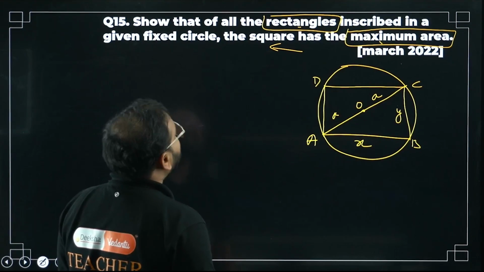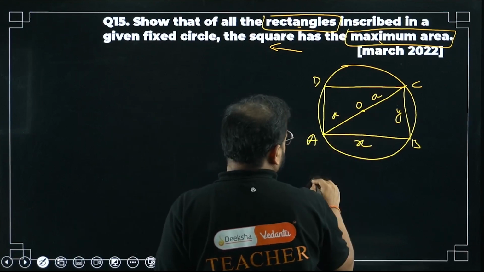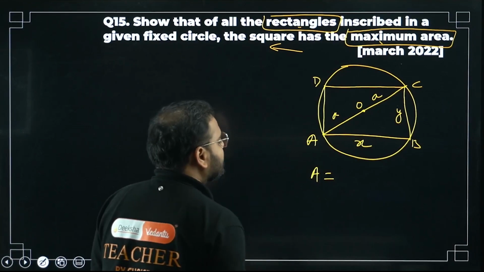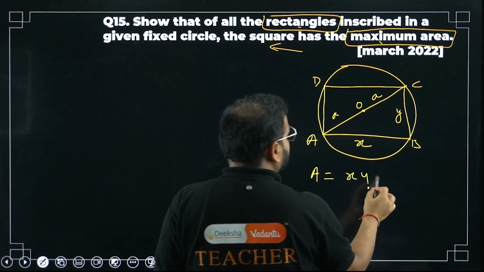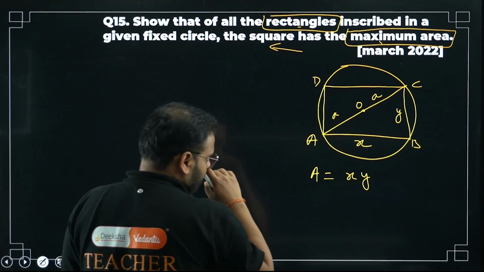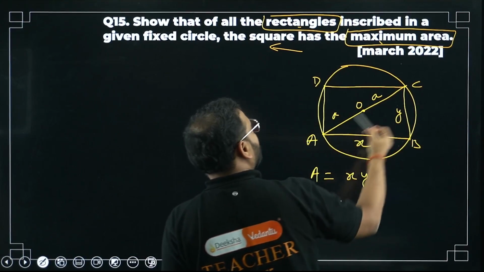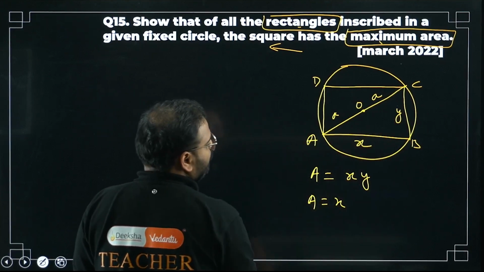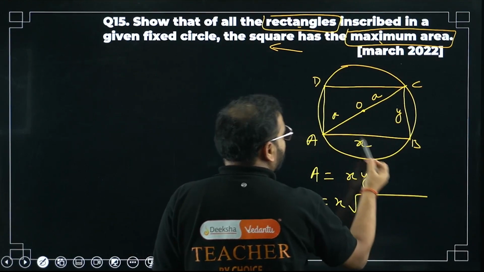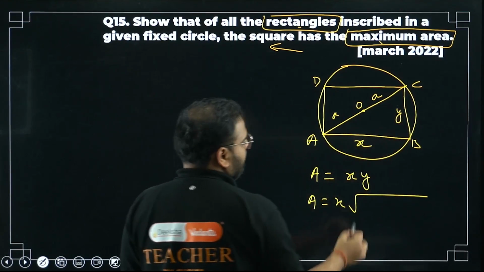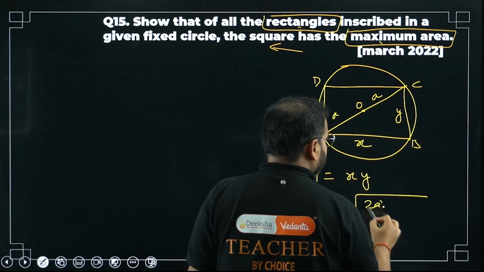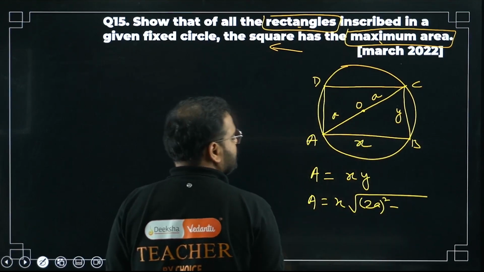So what is the area? We're looking to maximize the area, right? What is the area? Check here. x times y. What is the y value you can write from Pythagoras theorem? y will be equal to the root of AC square minus AB square. So what is AC square? 2A, A plus A, so the root of (2A) square minus x square.